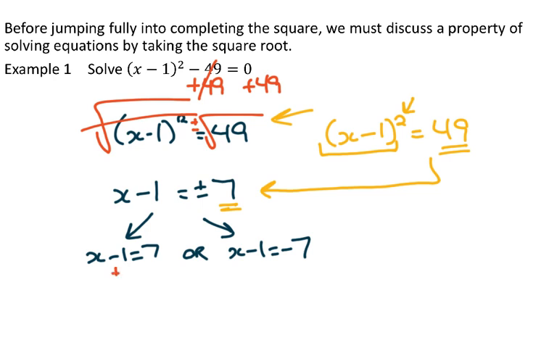Isolating x, we do need to add 1 to both sides. On the left, that gives us x equals 8, absolutely. We add 1 to both sides on the right, and we get x equals negative 6. So we do need to remember, after we square root both sides, after we have plus or minus, we do need to split, because we will get two different numbers based on what we have.